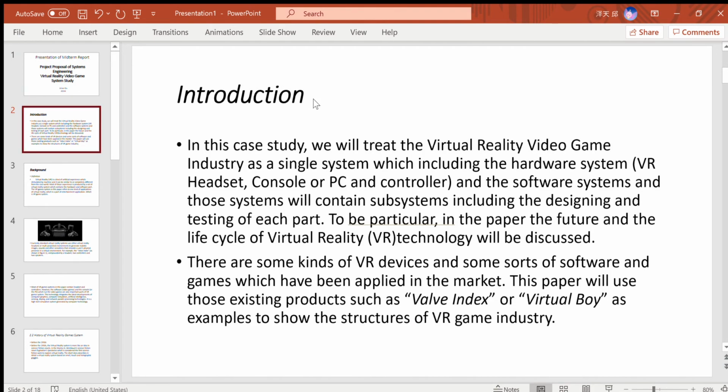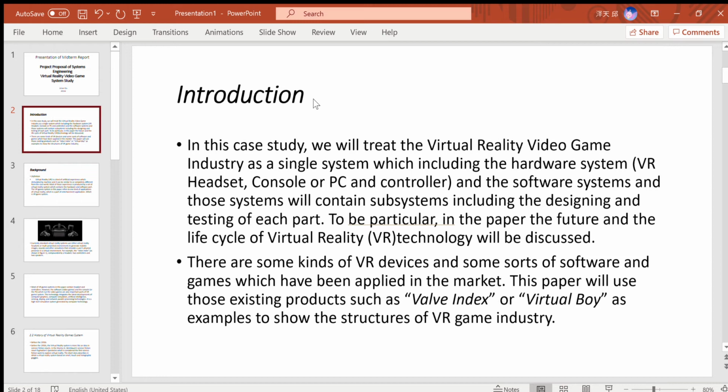First of all, here is the introduction of the proposal of this paper. In this case study, we will treat the virtual reality video game industry as one single system, which includes the hardware system, like the VR headset, the consoles or the PC which VR games can run on, and the controllers. And the software system. Those systems will contain subsystems, including the designing and testing of each part. In particular, in this paper, the future and the life cycle of virtual reality technology will also be discussed. And there are some VR devices and some software and games which have been applied in the market.